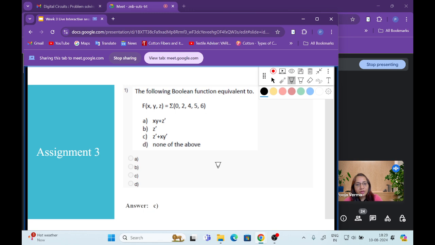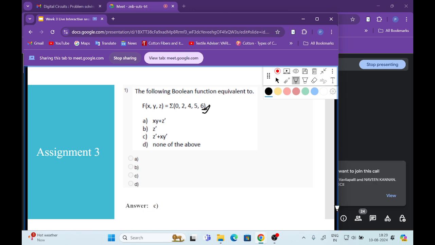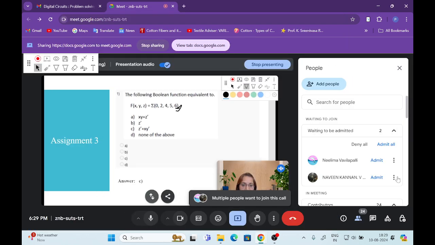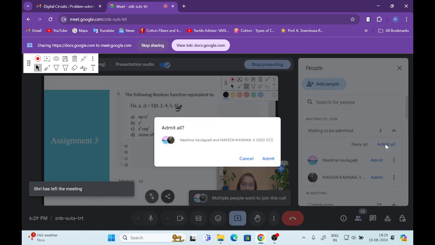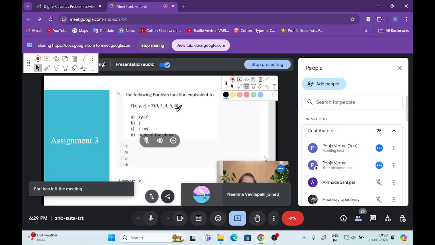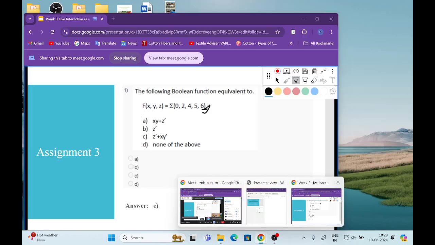Okay, now we are moving to the questions or problems. The first problem: the following Boolean expression is equivalent to what? Here the function is given in some SOP form. f of x, y, z is the sum of minterms 0, 2, 4, 5, 6. Given means that in those places there will be 1, and all other places will be 0 only.